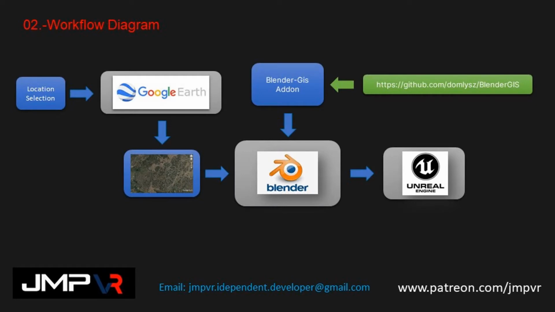Let's talk about the process that we are going to follow through the next workflow diagram. Let's see the steps we are going to follow to obtain our land. First, we will select a location in Google Earth. Once the desired location is obtained, we open that location in Blender GIS. If you don't have the add-on installed, you can get it from GitHub.